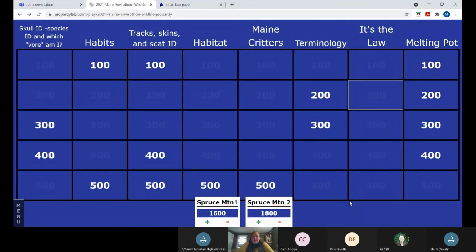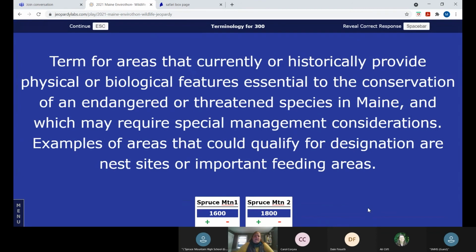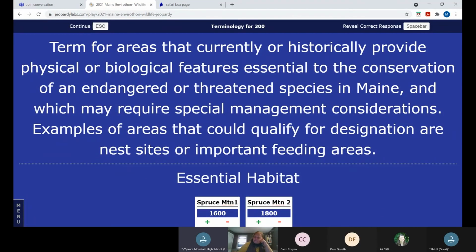Spruce Mountain 2, what's your choice? Terminology 300. All right, this is a term for areas that currently or historically have provided physical or biological features that are essential to the conservation of an endangered or threatened species in Maine, and it may require special management considerations. Examples of areas that could qualify for designation are nest sites or important feeding areas. Essential habitat? Good job.